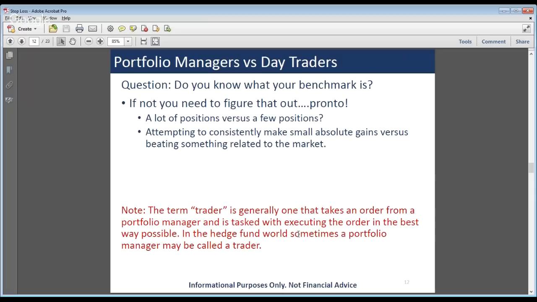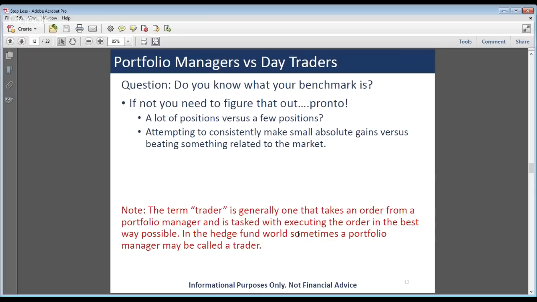You have a lot of positions open, do a few, and that might help you determine if you're a PM or day trader. Generally, if you have a few and you have offsetting positions, longs and shorts, you might be a day trader. And then are you trying to get small gains first, beating something related to the market? That's, again, a difference between kind of PM and day trader, somebody that's maybe trying to beat the crypto universe or trying to beat the S&P 500.